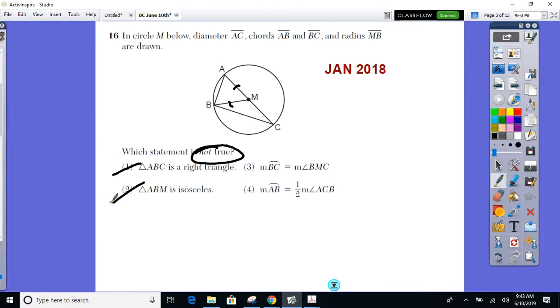Need a false one. All right, now it gets a little tougher. Is arc BC the same measure as angle BMC? What did we call BMC? Are equal. All right, I get it. By process of elimination, it's number 4, but why? What's wrong with number 4?